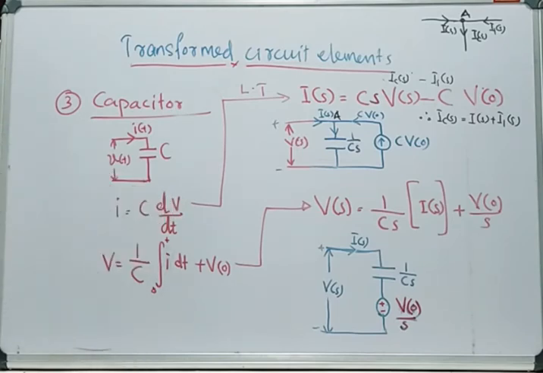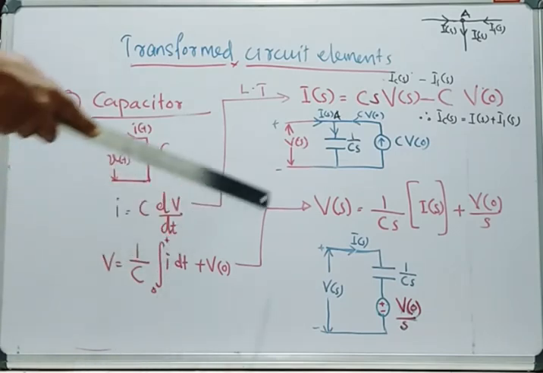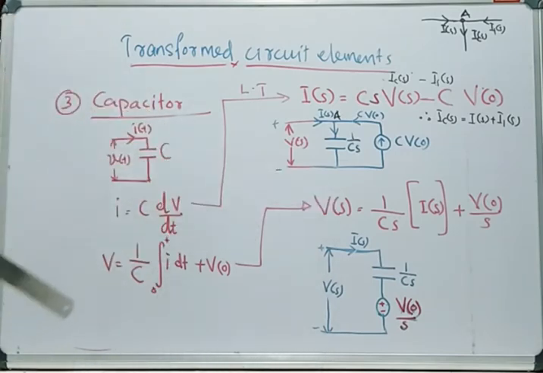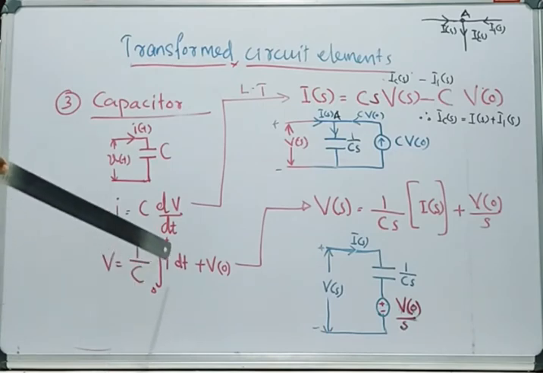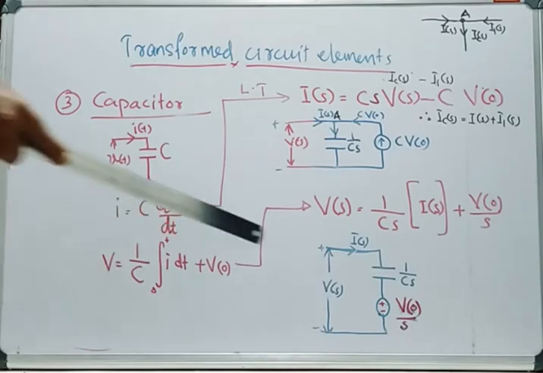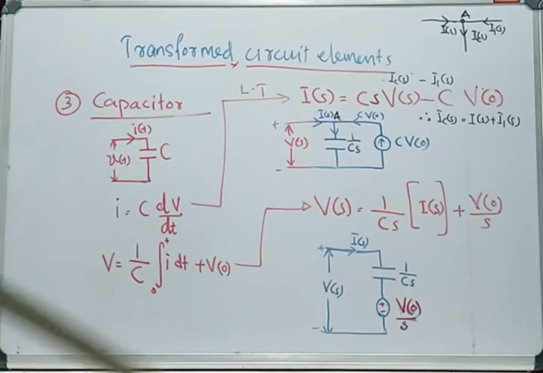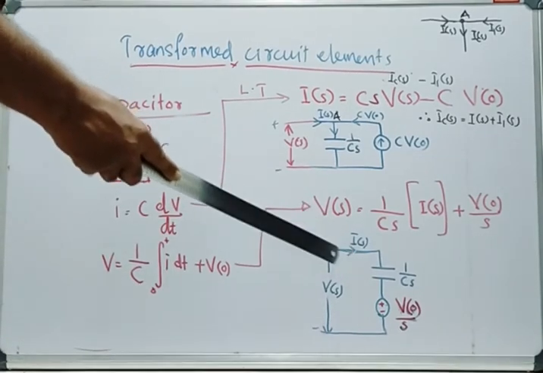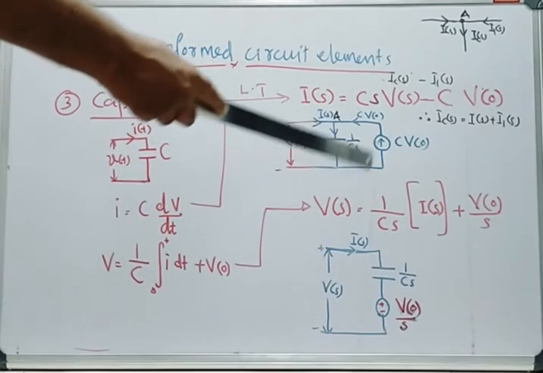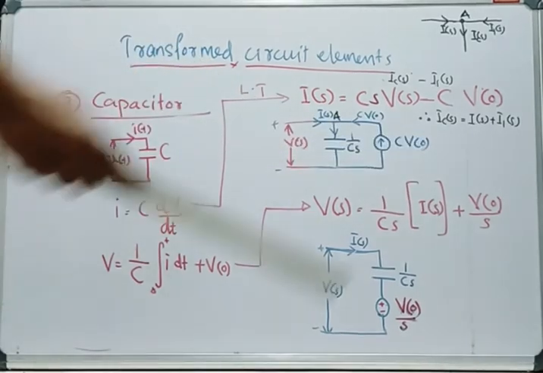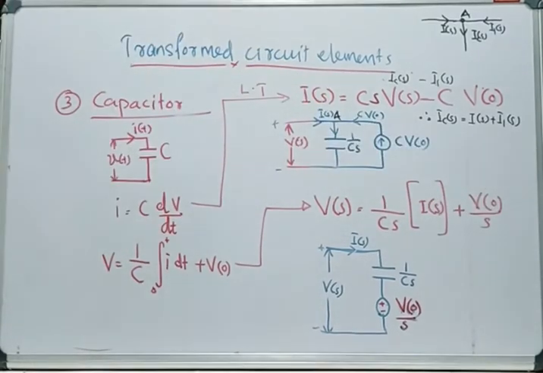Considering this equation, this is in time domain. When we are converting this time domain equation into S domain equation, the corresponding Laplace transform is V of s is equal to 1 by Cs I of s plus V0 by s. So when we are applying a voltage source into this equivalent circuit, a current I of s will flow through the circuit. So the first part represents voltage drop and the second part represents a voltage source.